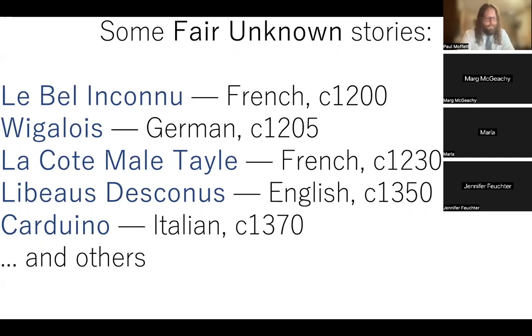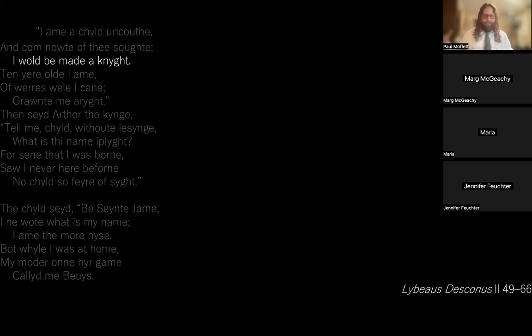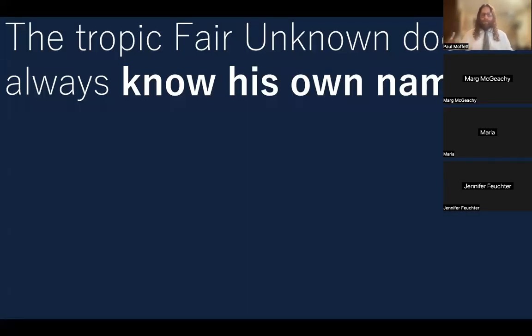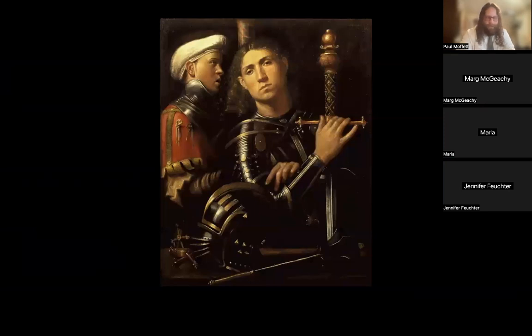And there are other fair unknown stories. In some of them, like in Le Beau's Desconnu, the unknown knight appears and wants to be made a knight. Arthur says, "What is your name?" And the fair unknown says, "I don't know what my name is." So sometimes in the trope, the fair unknown doesn't know his own name. Although Gareth knows his name, Arthur, it seems, has read fair unknown stories and recognizes the kind of story he's in. He assumes that Gareth doesn't know his name. Although Gareth knows his name, no one else knows it. So he is a fair unknown, fair in the sense that he is extremely attractive. And the name that they give him is Beaumains, which means pretty hands.